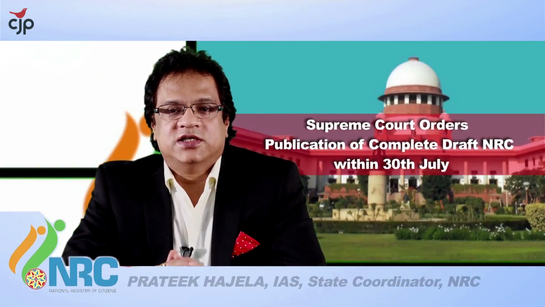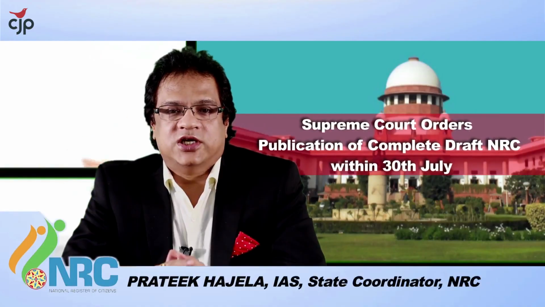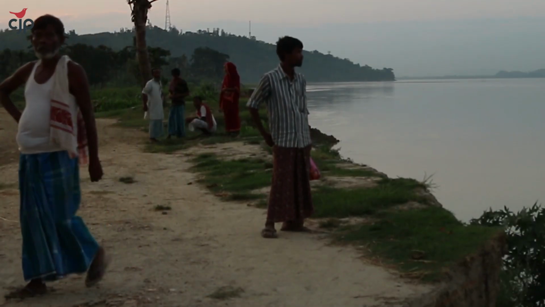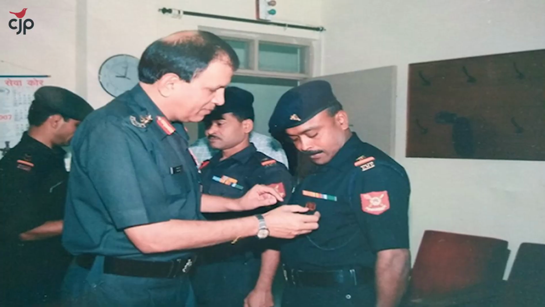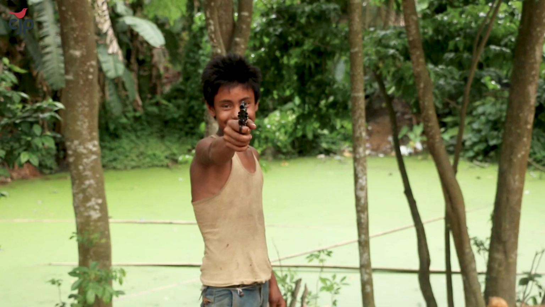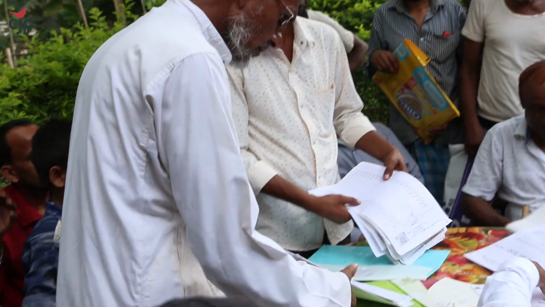The final draft of the NRC was published on July 30th, and 4 million people were not included in the list. Not just Sakhen Ali, a former army officer, the family of a former president of India, the family of the first deputy speaker of Assam's legislature, an 8-year-old boy. You have got to be kidding. How can a freedom fighters and a former president's family not be Indians?